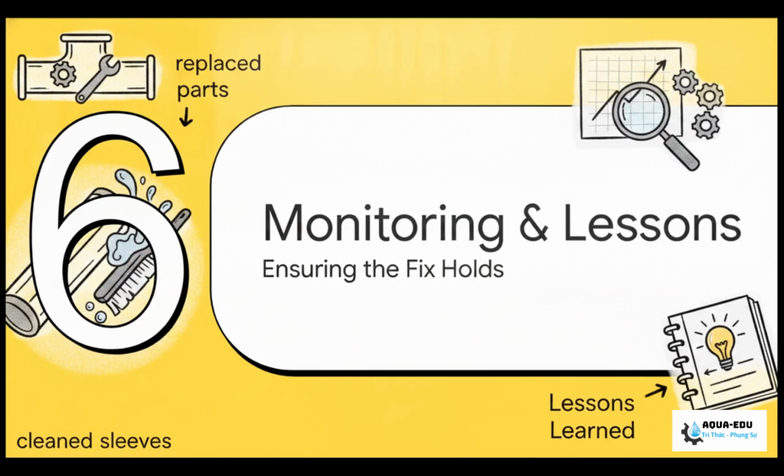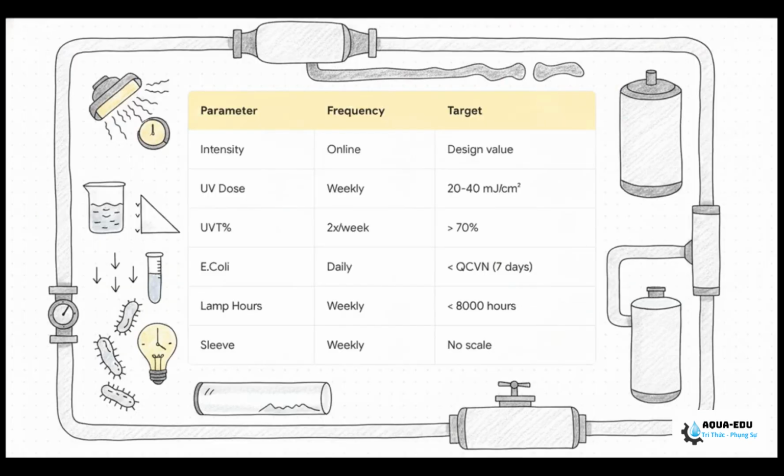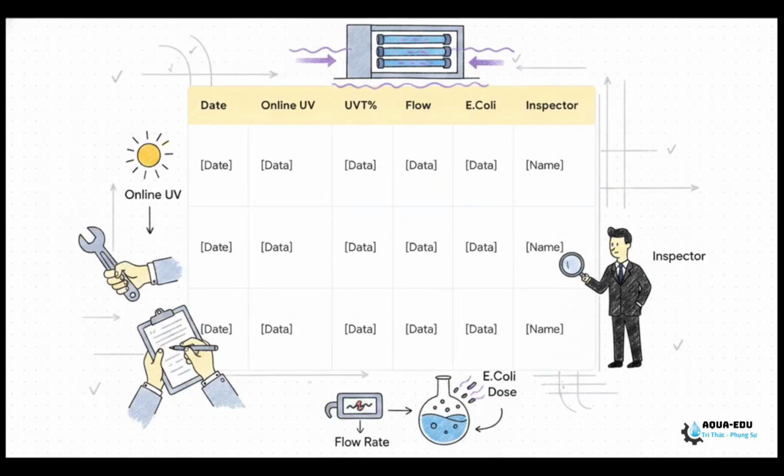Let's make sure our fix actually holds up. To prove to management and regulators that we are back in compliance, you need to monitor these exact parameters for the next 7 to 14 days. UV intensity has to be continuous to ensure it hits the design value. Calculate that UV dose weekly to make sure it's sitting nicely in that 20 to 40 millijoule pocket. Test inlet UVT percent twice a week, shooting for over 70%. And most crucially, pull lab samples for E. coli every single day. We need 7 straight days of clean results below legal limits before we consider this incident totally closed. And to track all that, you'll be using the daily monitoring logbook.